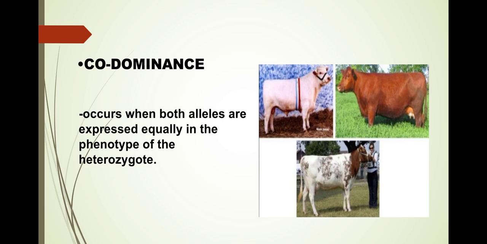Next is codominance. It occurs when both alleles are expressed equally in the phenotype of the heterozygote. So codominance is when the 2 alleles may be simultaneously expressed when both are present, rather than one fully determining the phenotype.